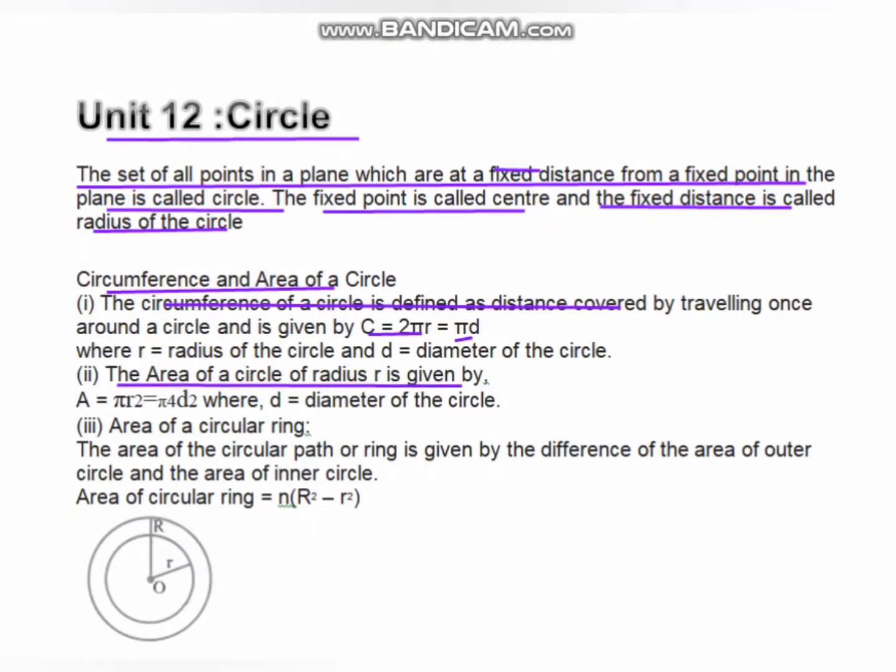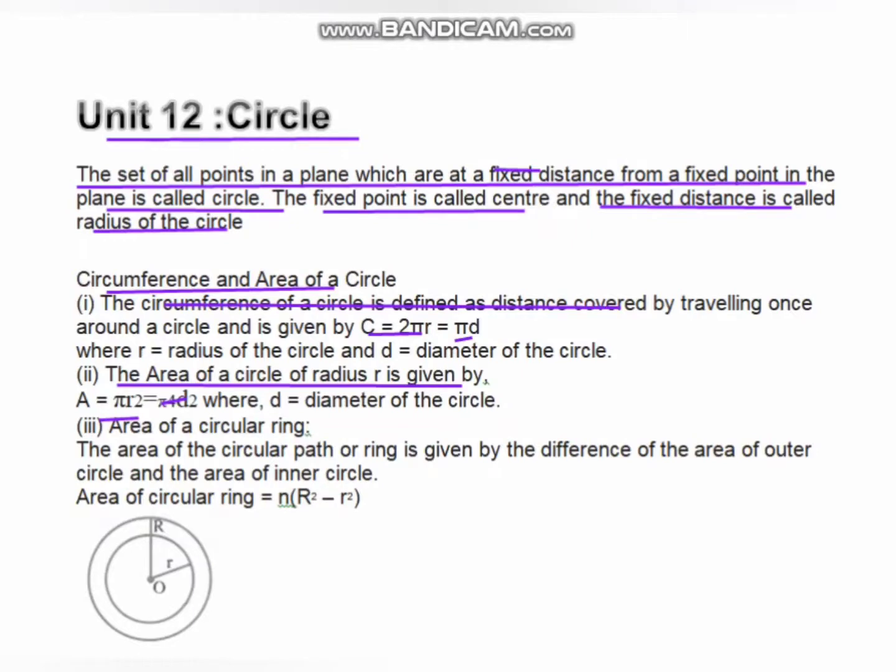Area of a circle is equal to pi r square, and d is the diameter of circle. The relation between radius and diameter is twice of radius is diameter, or half of diameter is radius.